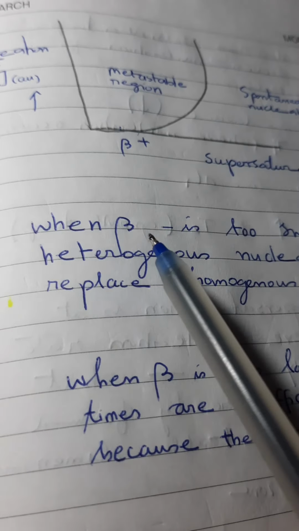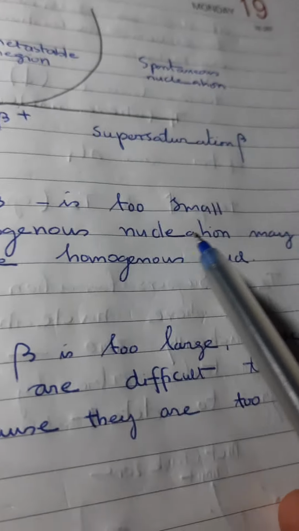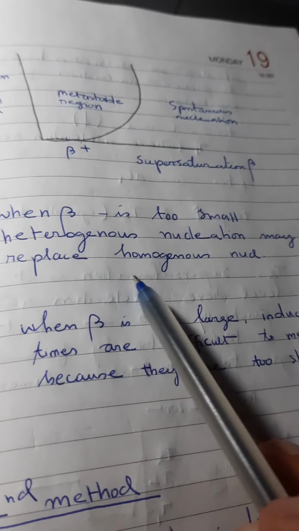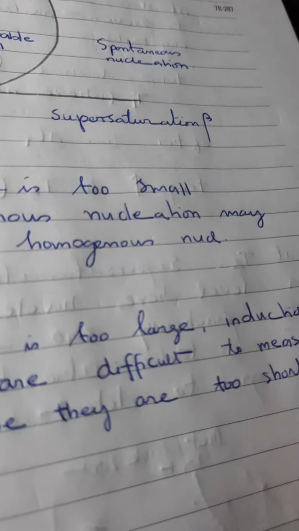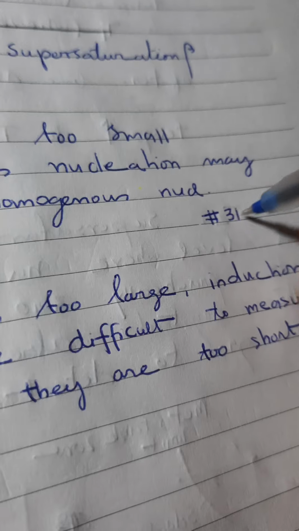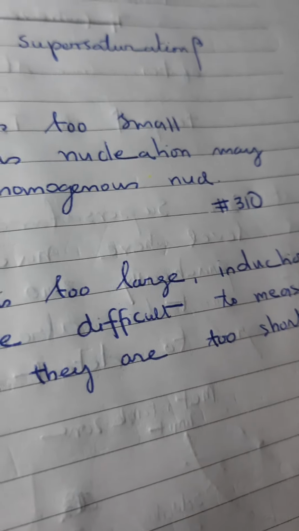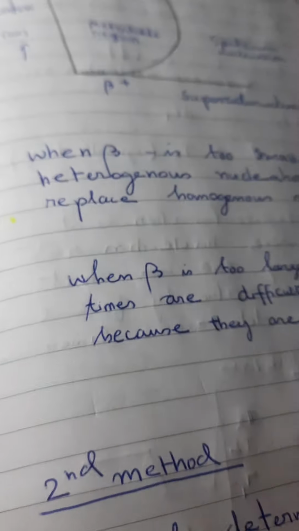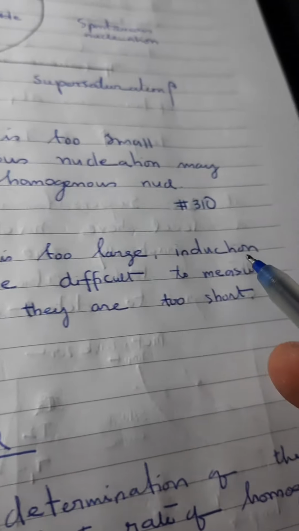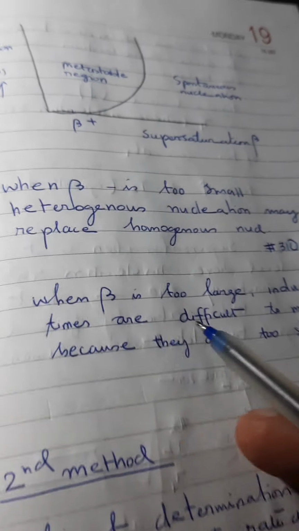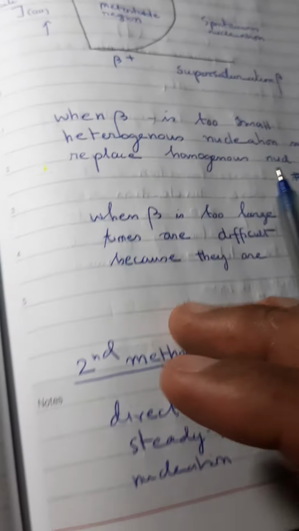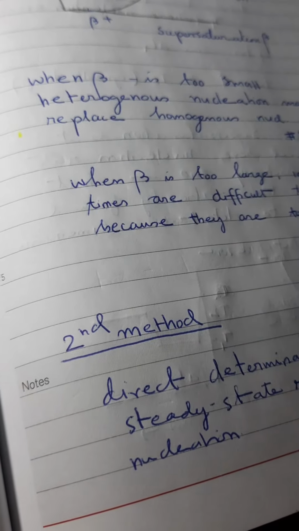Now when this beta, which is the supersaturation, is too small, then the heterogeneous nucleation may replace the homogeneous nucleation. You can look at the YouTube video 310 to find out about heterogeneous and homogeneous nucleation. Now when beta is too large, the induction times are difficult to measure because they are too short. This was about the first method.